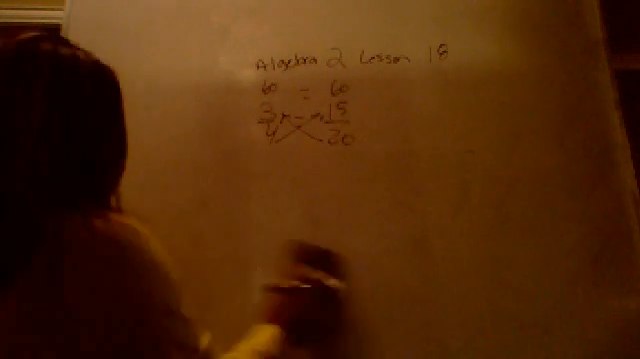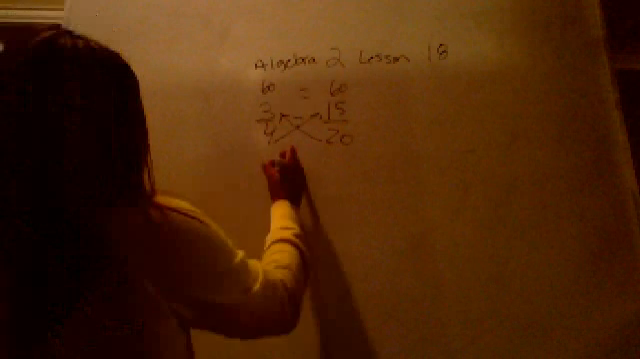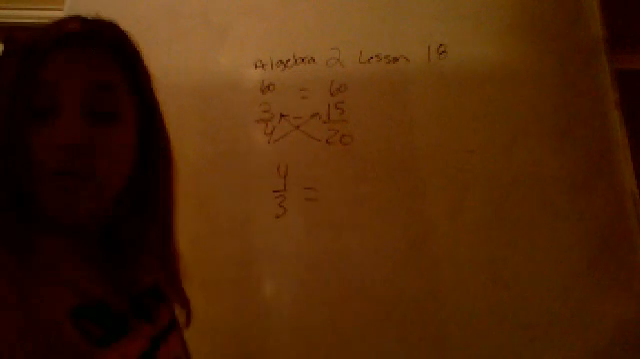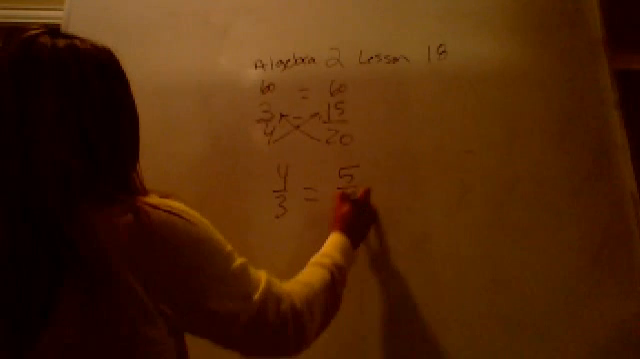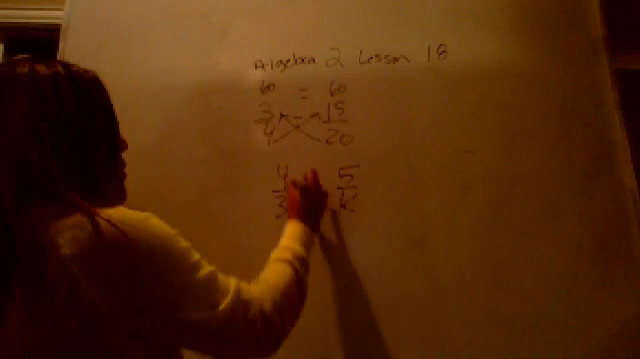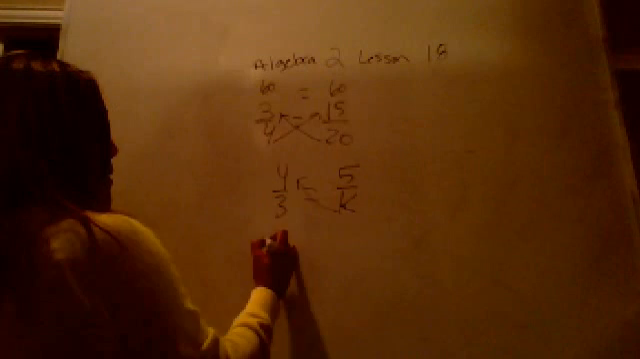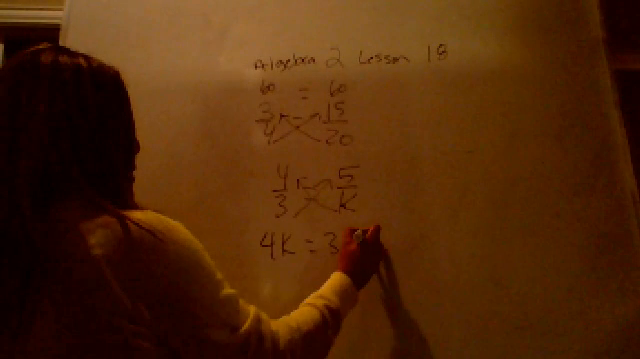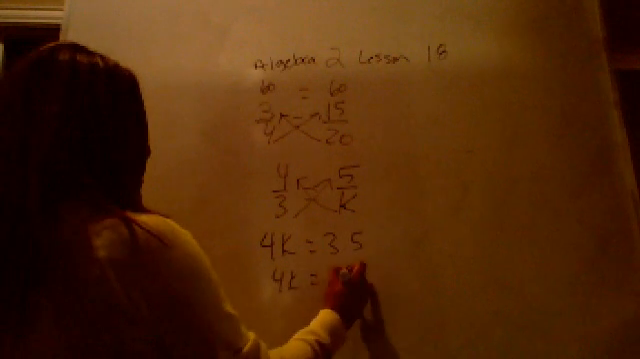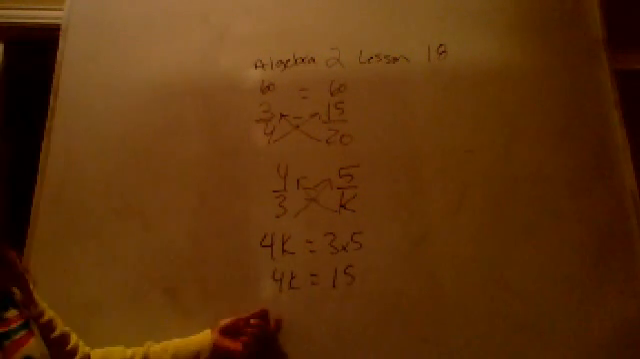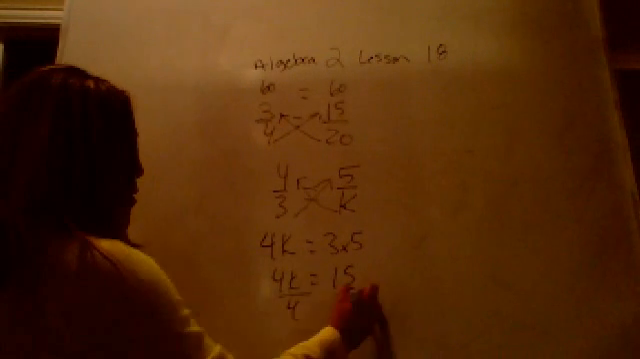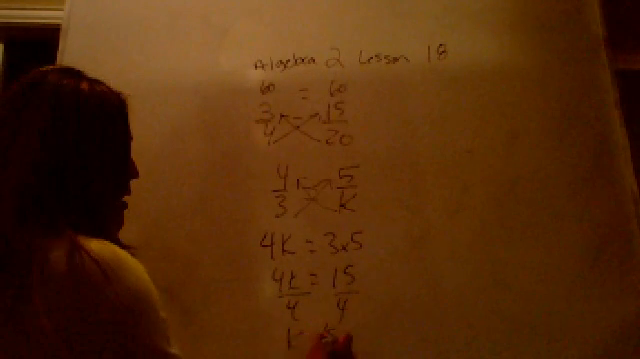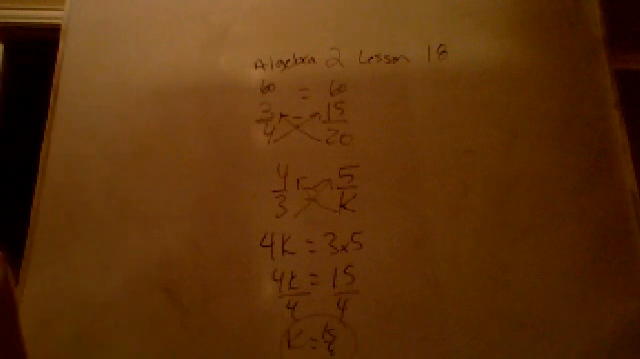For instance, if I say 4/3 is equal to 5 over k, they're proportions. So we do cross multiplication: 4 times k is equal to 3 times 5, or 4k is equal to 15. Don't we know how to solve for k? Yes, we simply divide by 4. We get k is 15/4, is our answer. So when we set the cross products equal, we say that we have cross multiplied.